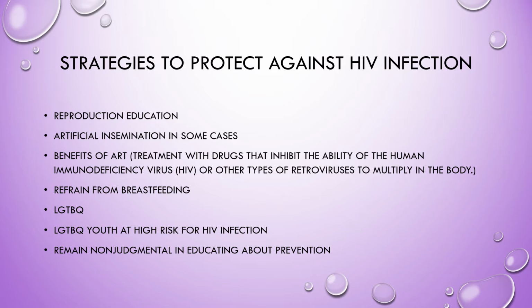So also reproductive education. We have to be very careful with artificial insemination. There are benefits of antiretroviral therapy, as it can actually inhibit HIV or other viruses from multiplying in the body. They can actually be given as prophylaxis in high-risk groups. Women who have HIV should refrain from breastfeeding.